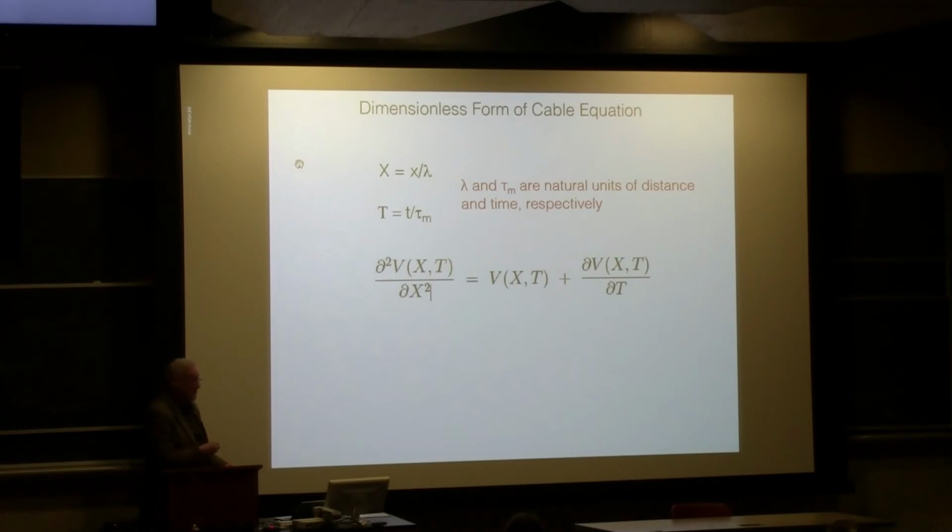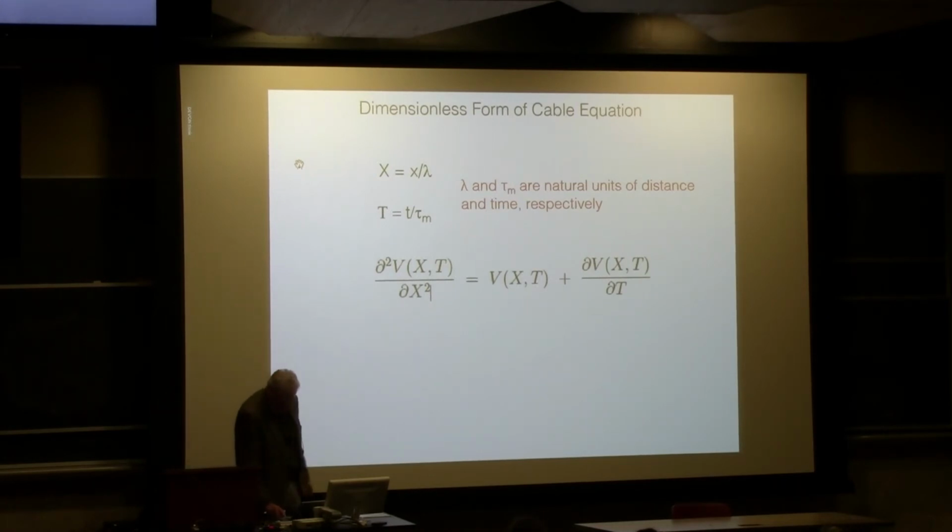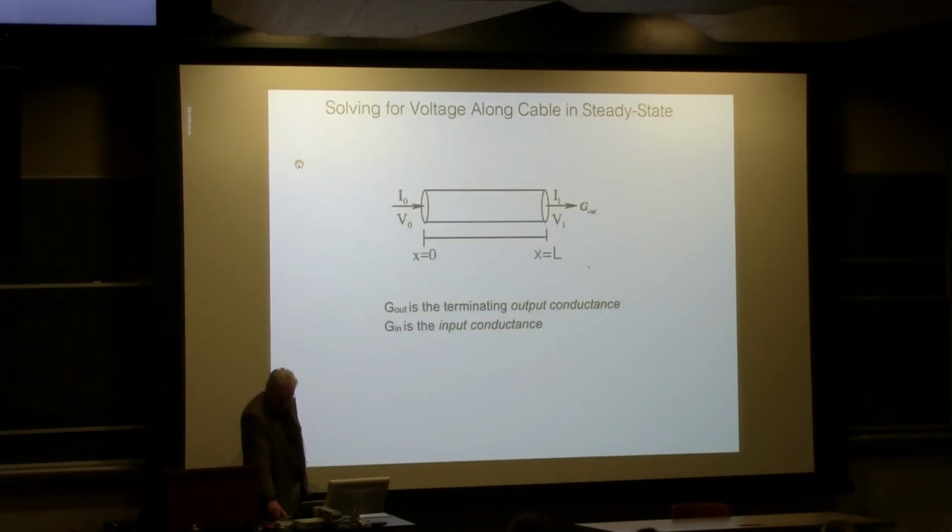And when we make these variable substitutions, the cable equation takes on a really simple form. It's just this. All the parameters go away. Yes, bravo, yes. I didn't do it, Rawl did it. And so it's very simple. Okay.